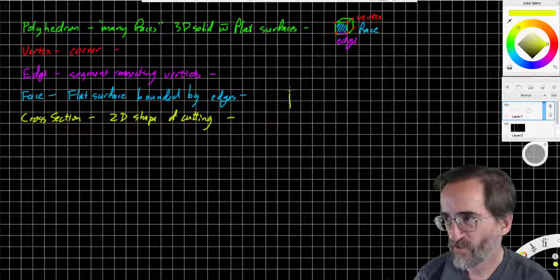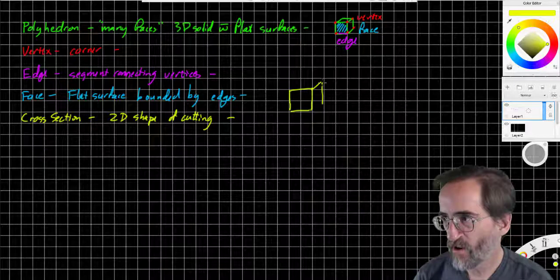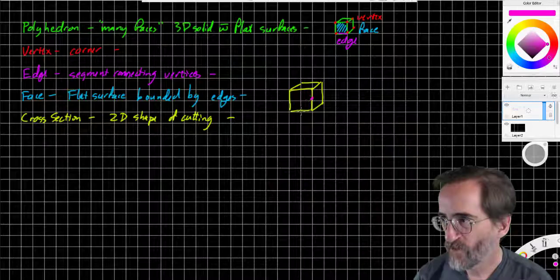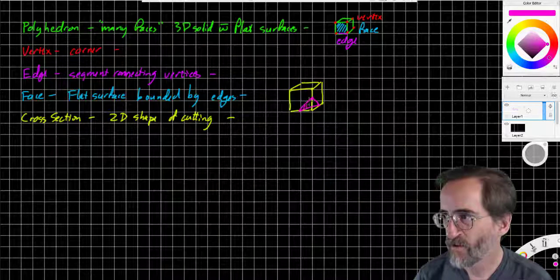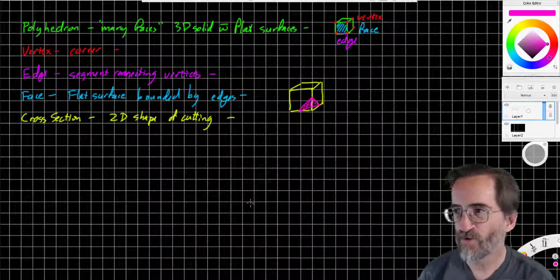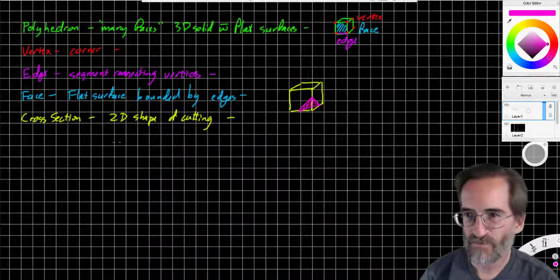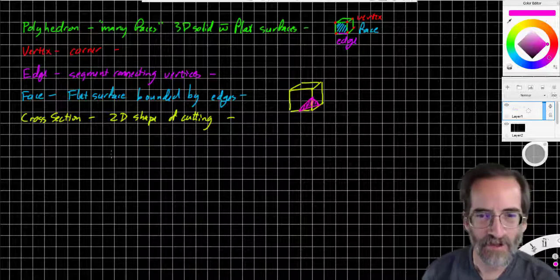So, let's say I've got a cube and I cut it with a ninja sword. Okay, I might cut it this way. I might cut it through the midpoints of these 3 sides, and the 2D shape is a triangle. If I cut the corner off of a cube. Cross section. Okay, that's it for lesson 1.